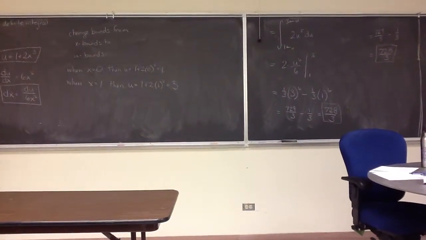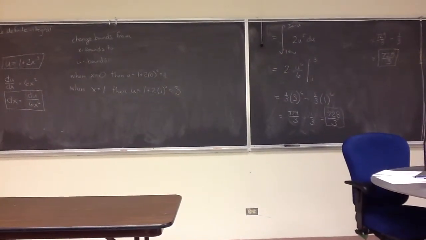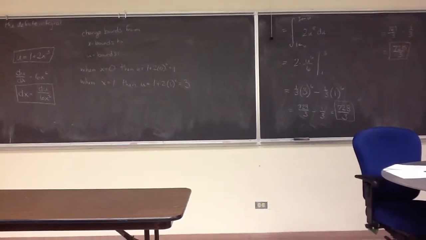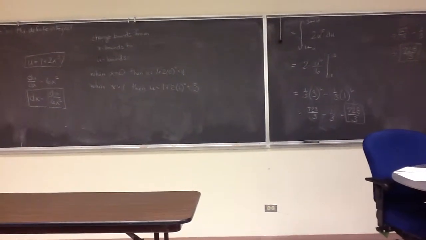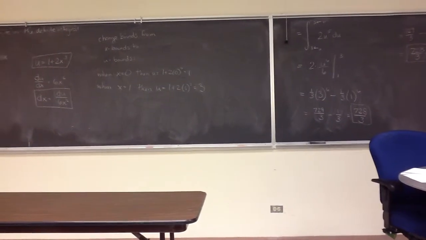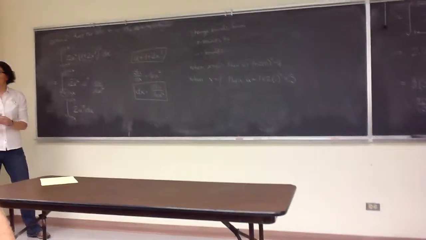So there are two options. One is completely throw away the boundaries to find your antiderivative, and then plug those x boundaries into your antiderivative that you found using the indefinite integral, or keep the boundaries and change them into u's, and then plug them into your u value. All right, are there any questions?